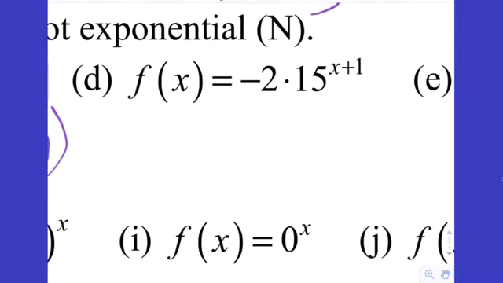Okay, how about this one? Exponential, yes or no? It looks like a transformation of an exponential function, right? The base is 15, and your exponent is a variable. It's shifted to the left one, but that's cool. And the -2 would be your a value. So that would take the growth function of 15, reflect it across the x-axis, stretch it by a factor of 2, and then move it left 1 unit. Okay? So that is an exponential function.